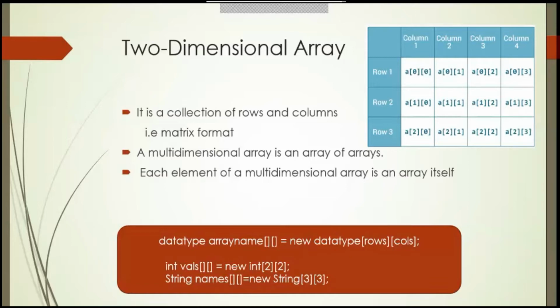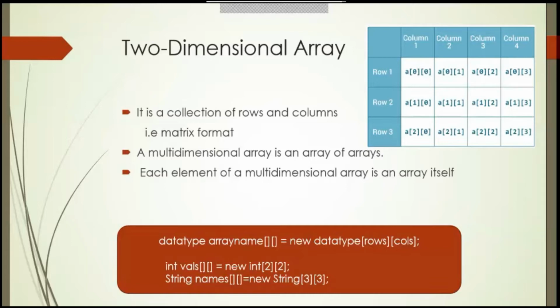If you consider an example: int followed by an array name like vals, followed by two square brackets, equal to new int of. The new keyword in Java is used to allocate dynamic memory. Whatever memory is required for array storage, for example a single integer occupies 4 bytes of memory in Java. So here 2 by 2 means 2 into 2, 4 integers. So totally it is capable of storing 4 integers.